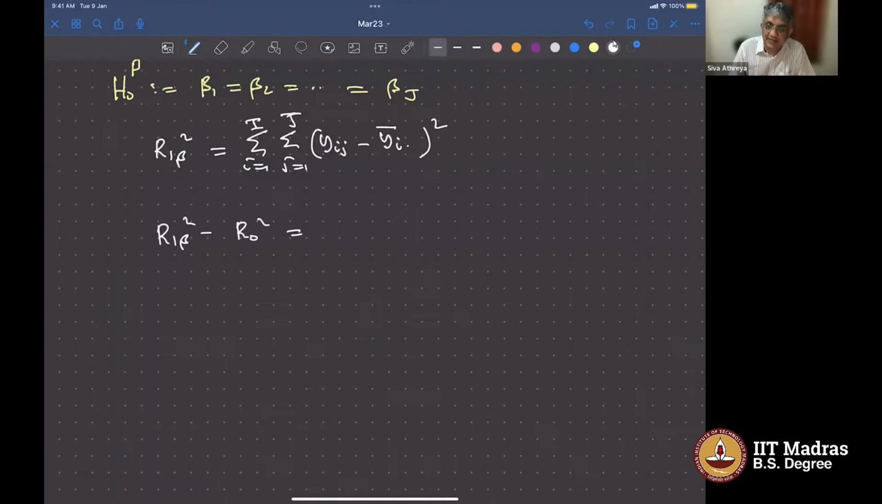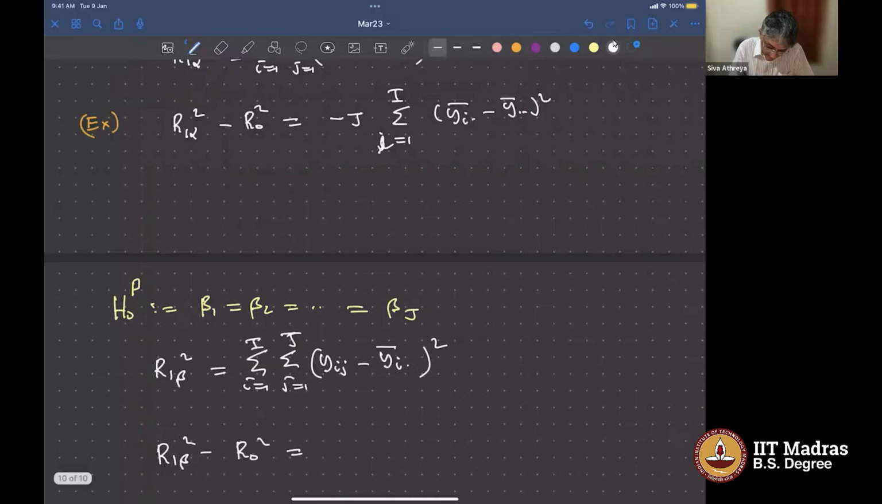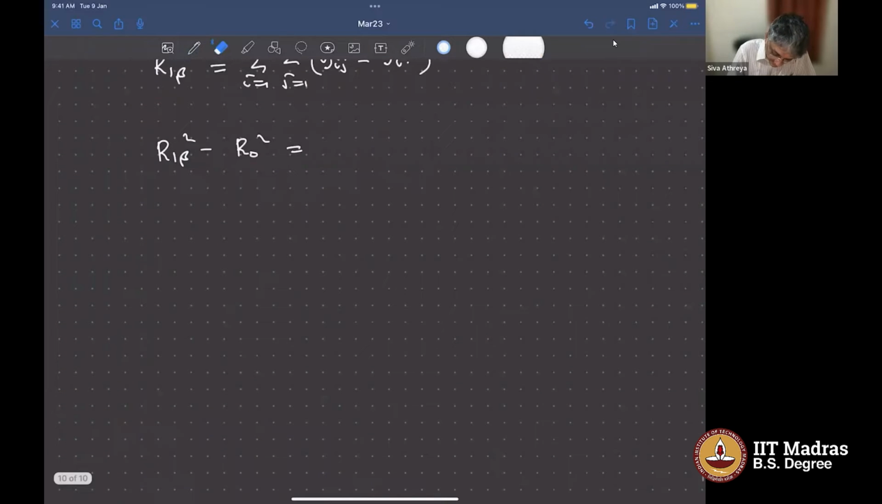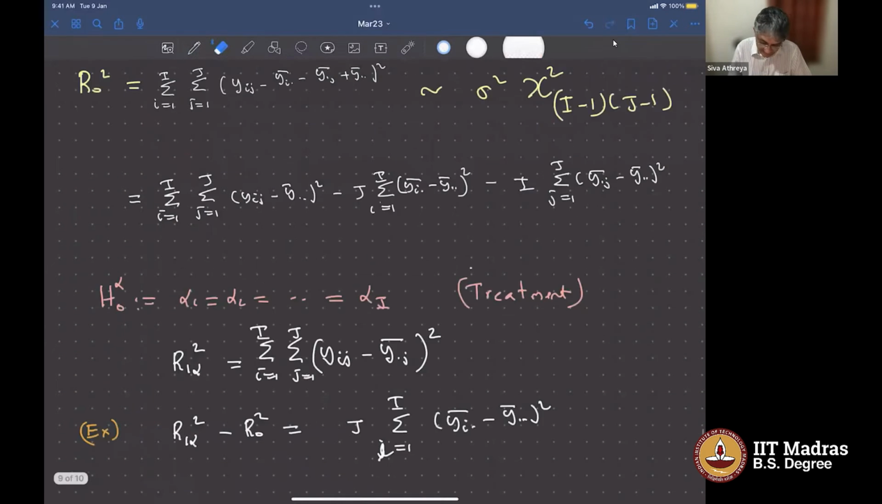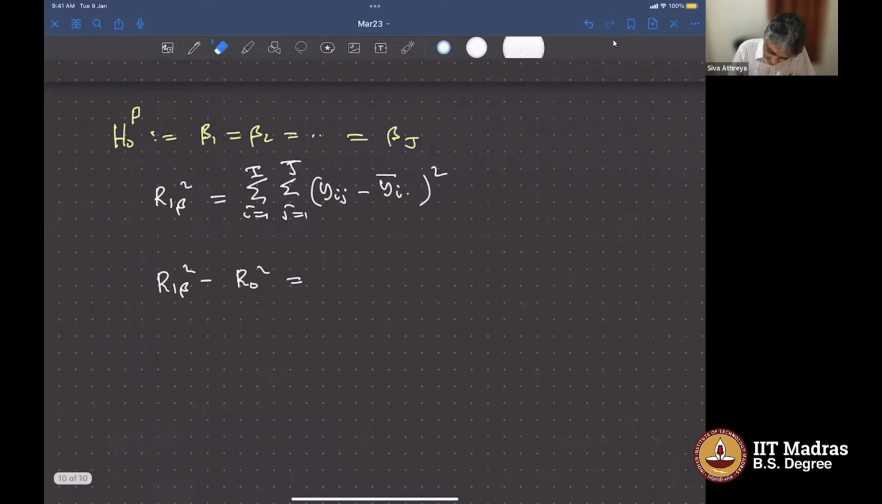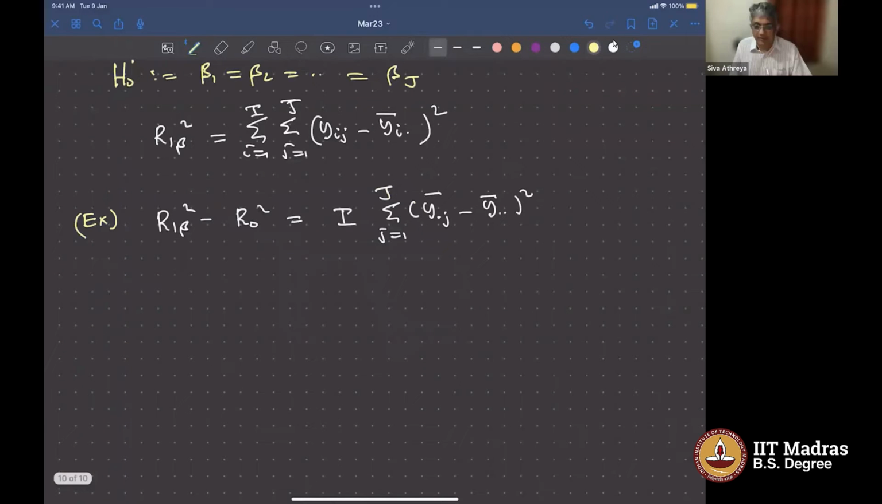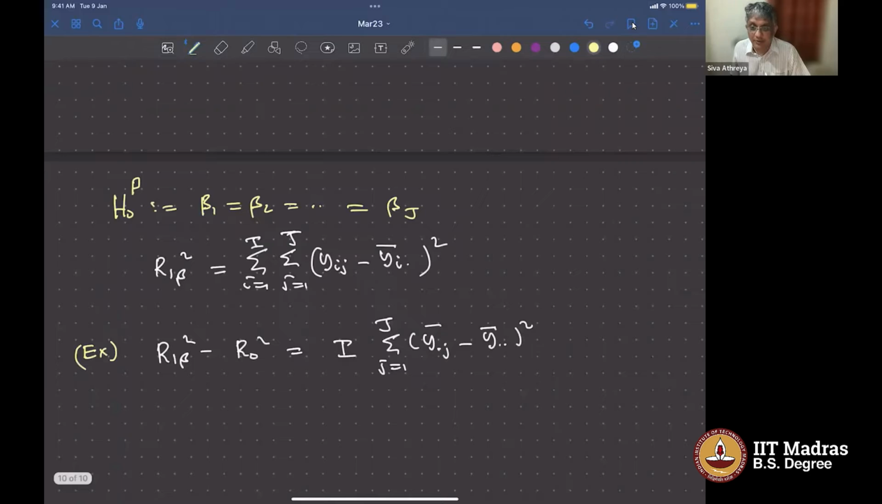And this is a simple exercise. You can just check, it's going to be just I times, I think I put a minus sign here by mistake, there's no minus sign here, just J times that. It's just I times, because the minus sign was there in the R naught squared right here. If you look at it carefully, it's just going to be I times the sum from j equal to 1 to J of y dot j squared minus y dot dot squared. It's a simple exercise to try. I don't think it's very hard to do. Very good. These are two statistics you will use to test for the two appropriate means.